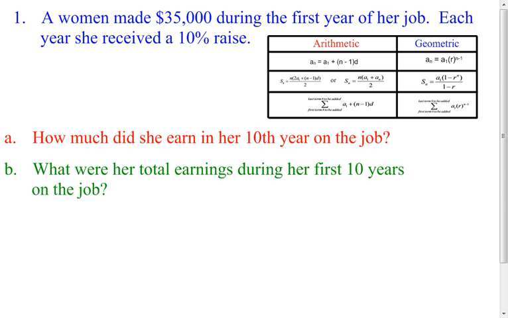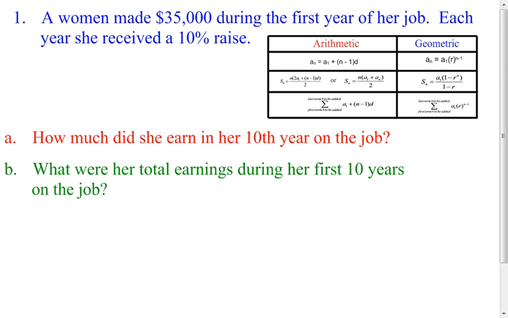Here's our first problem. A woman made $35,000 during her first year of her job. Each year after that, she received a 10% raise, and kind of a two-part question here. First of all, how much did she earn in her 10th year on the job? And then the second question, what were her total earnings during the first 10 years?